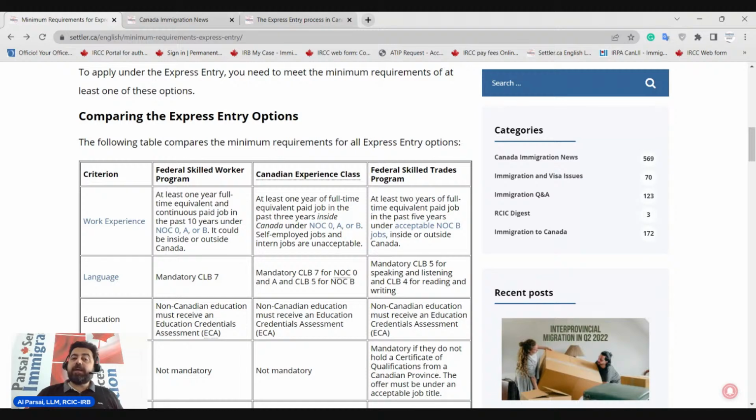If under 12 months, it's not acceptable. Under 1,560 hours is not acceptable. And this is throughout acceptable for Federal Skilled Worker and Canadian Experience Class.